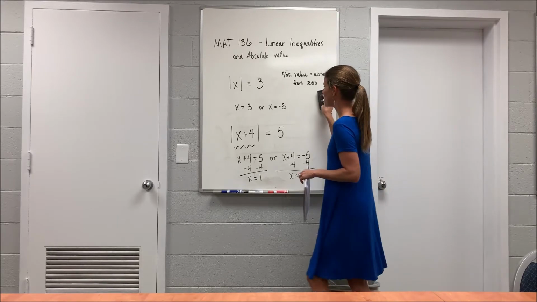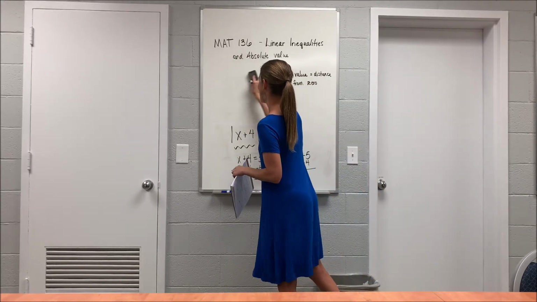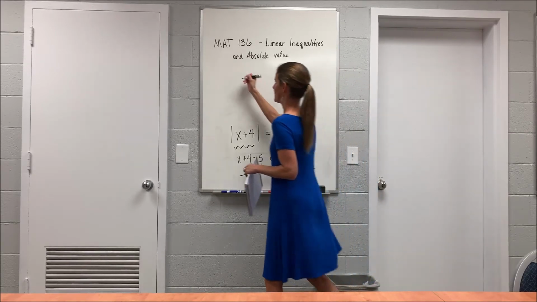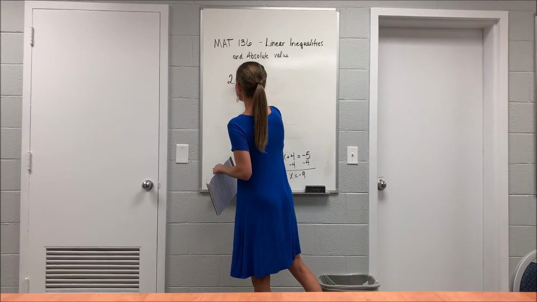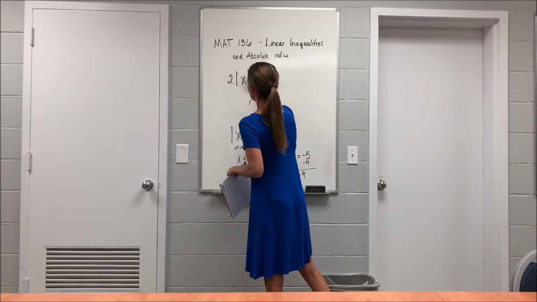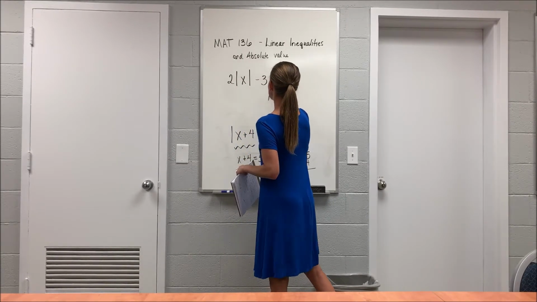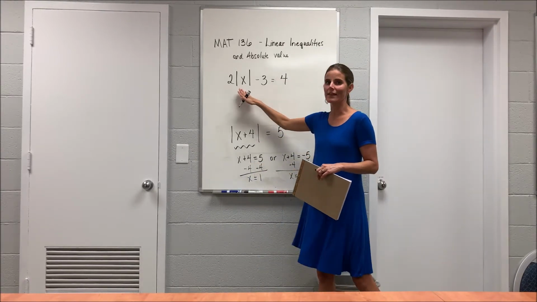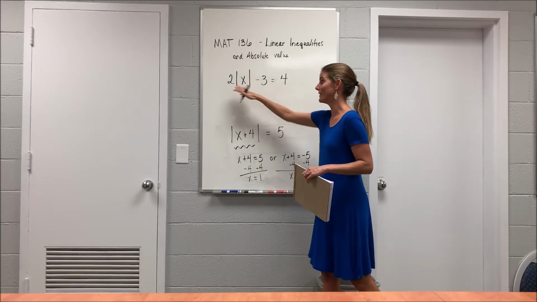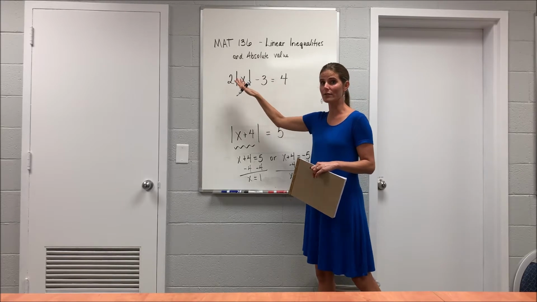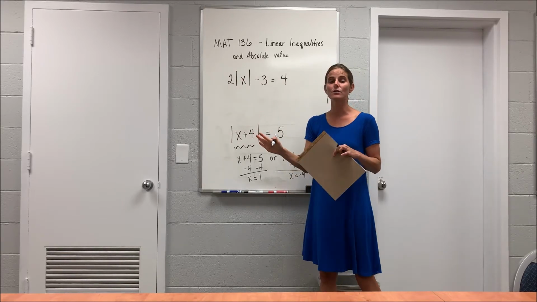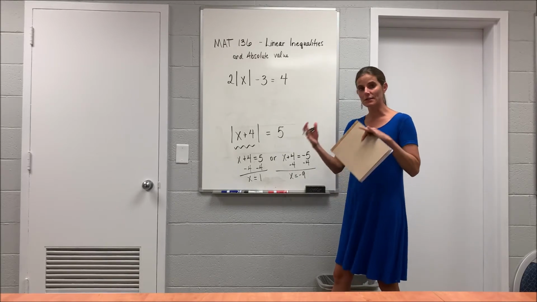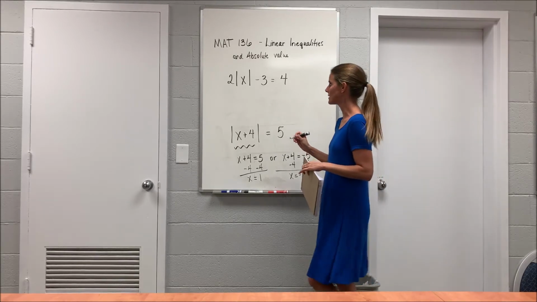There are problems that get a little bit more involved where you have to do a little bit more solving. So for example, you might have 2 times the absolute value of x minus 3 equals 4, and in this case you just want to isolate the absolute value. Notice that the 2 and the negative 3 are not part of the absolute value, so we want to get the absolute value by itself before we start to look at that distance from 0 and consider the two solutions there.